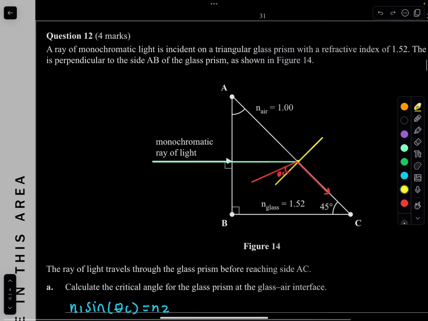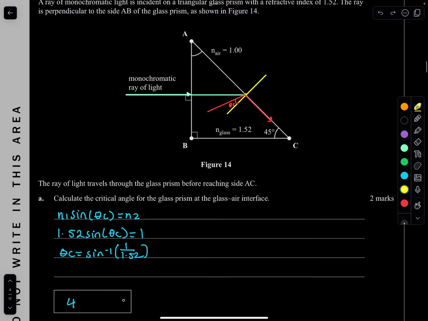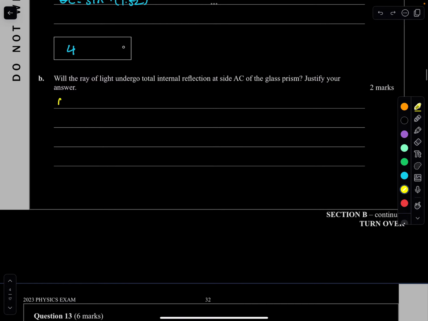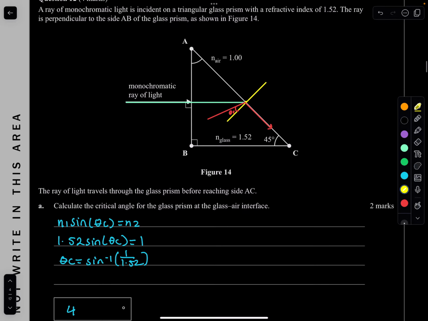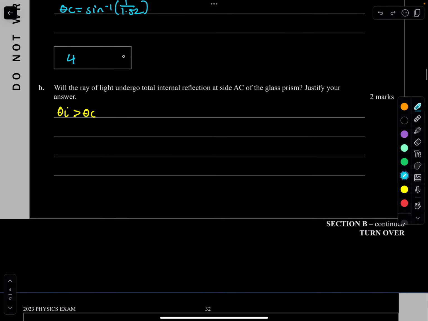Remember, we know that if your incident angle is greater than your critical angle, total internal reflection will happen. So when that beam goes in there, it's going to be reflected like that. It's going to come back. So let's write that down.